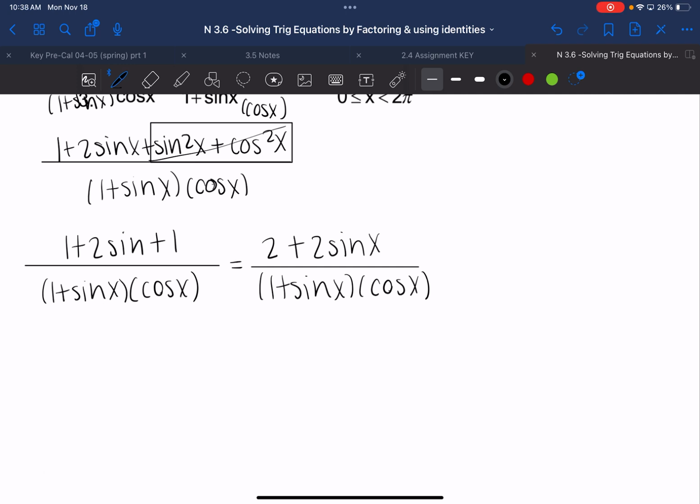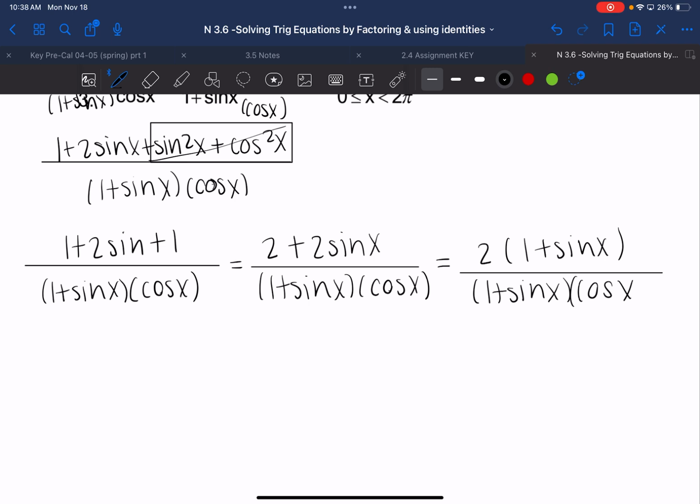Numerator there. What do you guys think we could maybe take out of that numerator? A 2. So if I did, I'd be left with 1 plus sine of x, right? Over that common denominator of 1 plus sine of x cosine of x. So what do you guys think? Anything we can cross out? Right. So I'm left with 2 over cosine of x, right?